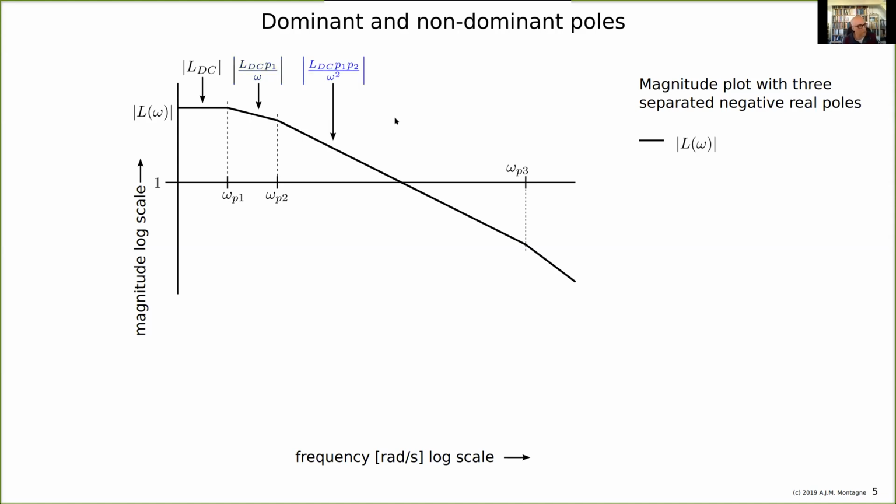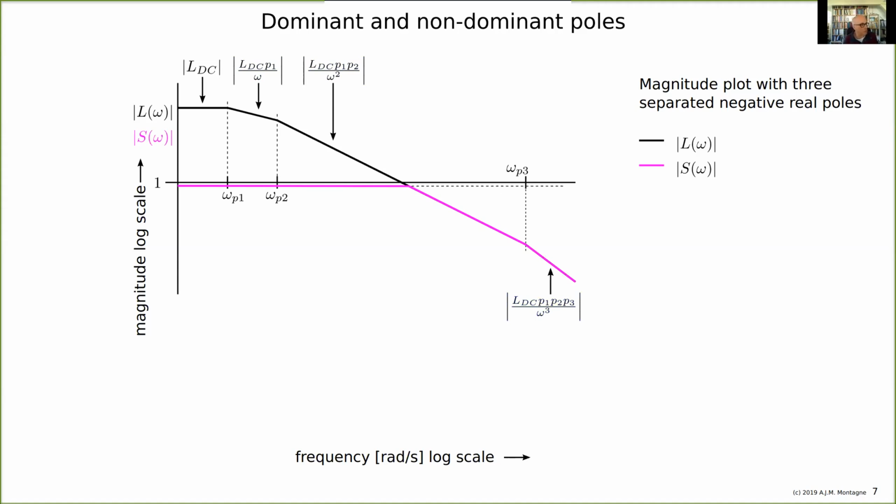The next asymptote is basically determined by the next coefficient of the differential equation. So here we have omega squared and the product of the 2 poles and the DC loop gain. And probably you already understand that the last section will be LDC times P1, P2, P3 divided by omega to the power of 3. So these are the equations for the asymptotes, and the real curve, of course, is different, but we want to deal with the asymptotes because that is simpler.